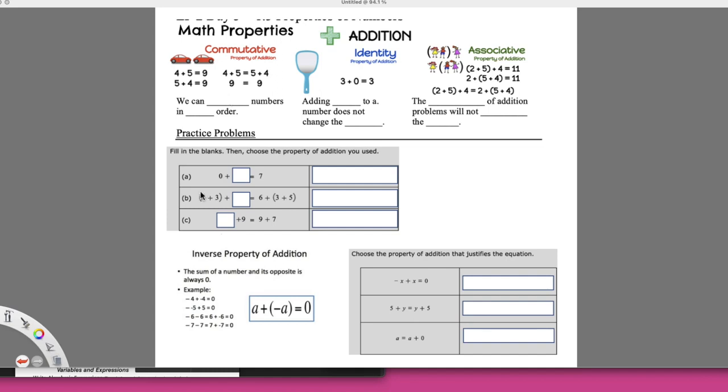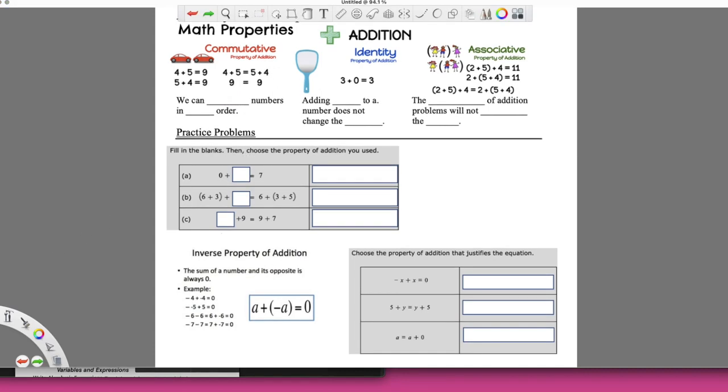Okay, I'm going to change my pen here really quick because I'd taken it down for the last video and forgot to bring it back up. Okay, so I can add numbers in any order. That's the commutative property. I can commute them around. I can move them around. As long as it's all addition, that's not going to hurt the problem.